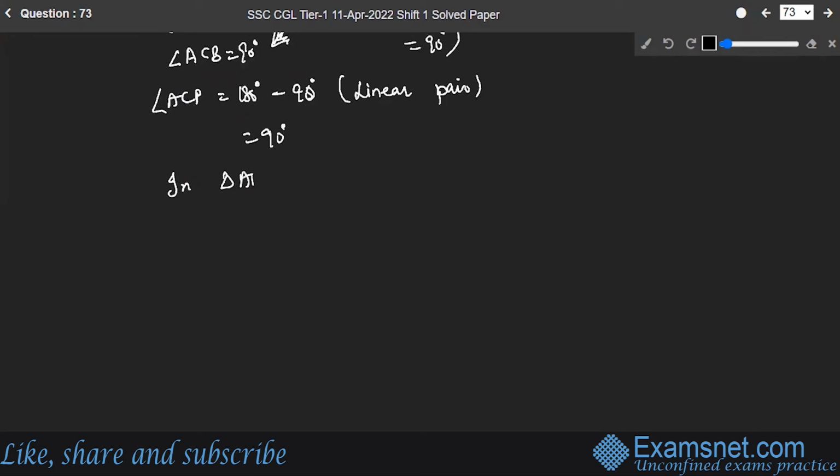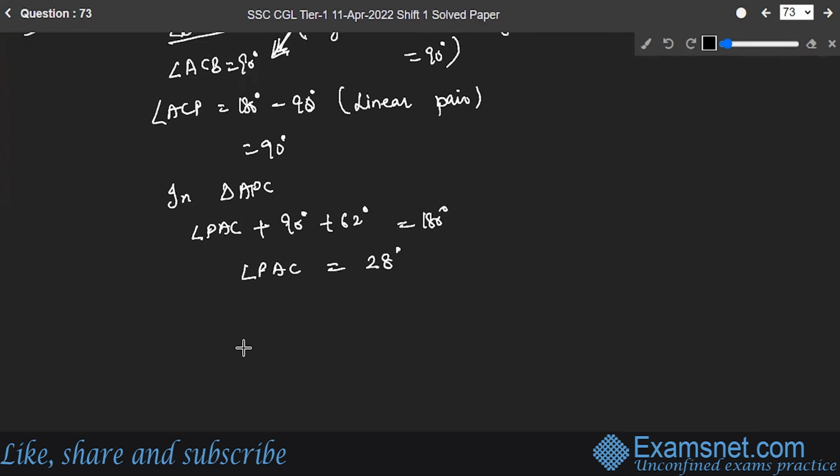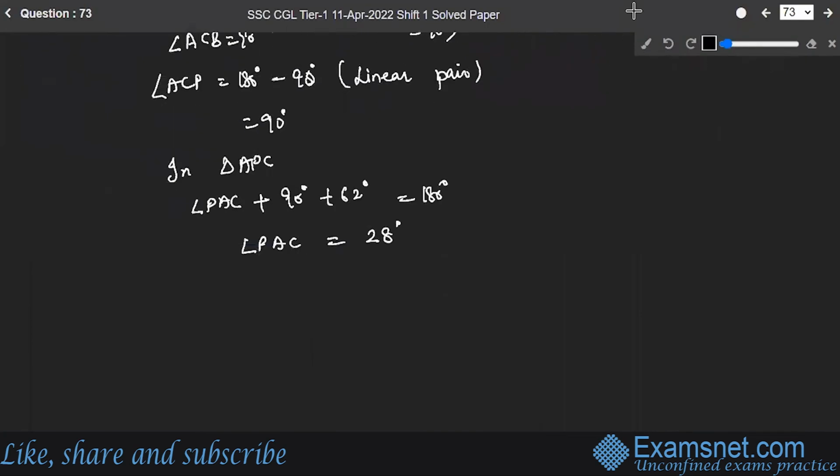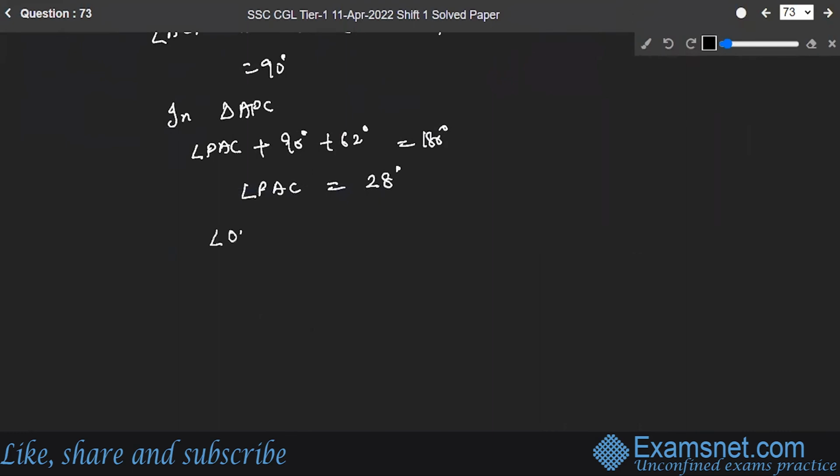In triangle APC, angle PAC plus 90 degrees plus 62 degrees is equal to 180 degrees, which gives you angle PAC is equal to 28 degrees. Okay, now let's see this. I'm taking this triangle OAC. In this triangle, angle OAC is equal to 90 minus 28, which is equal to 62 degrees.